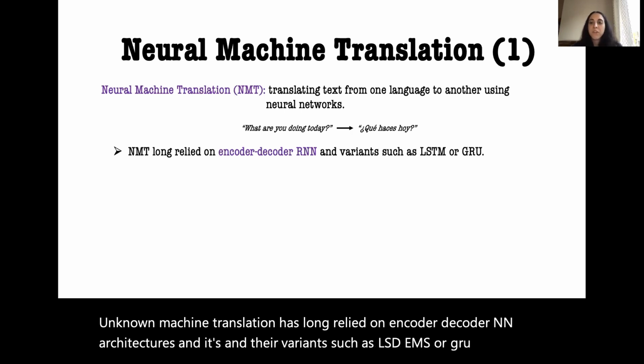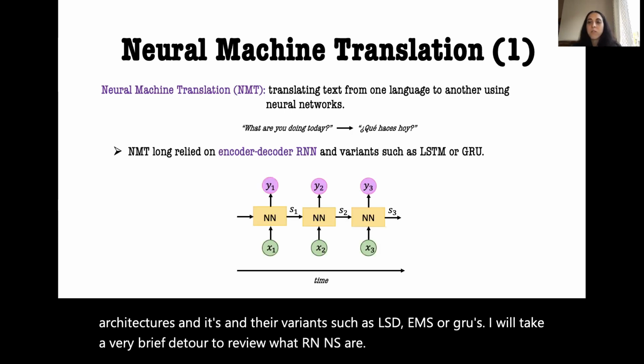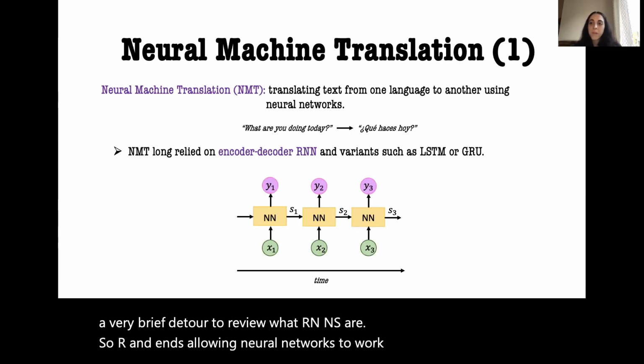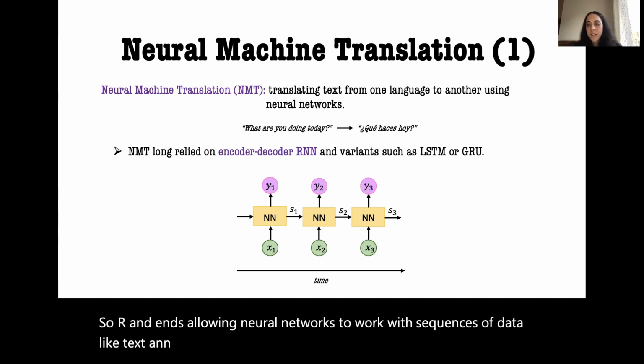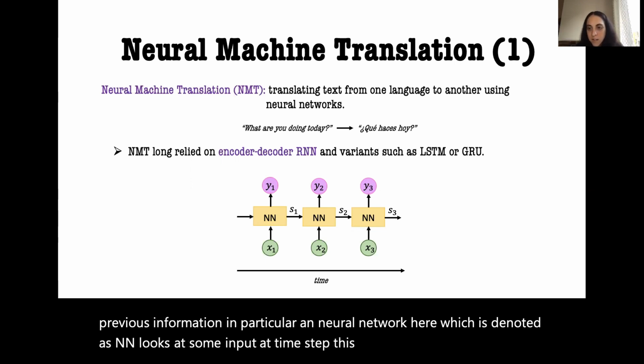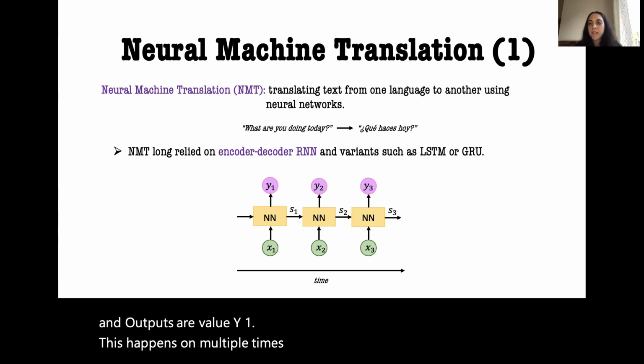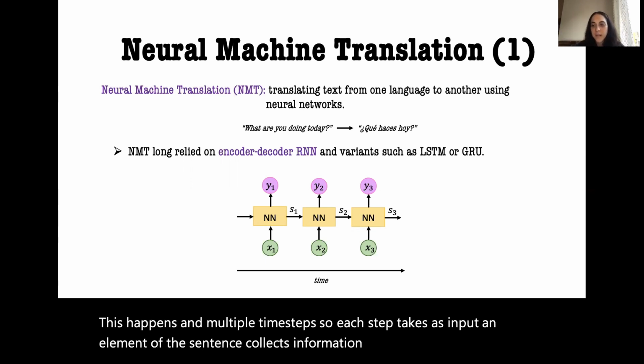I will take a very brief detour to review what RNNs are. RNNs allow neural networks to work with sequences of data like text and videos. This kind of neural network allows reasoning about previous information. In particular, a neural network here, which is denoted as NN, looks at some input at time step t, for example, x1, and outputs a value y1. This happens at multiple time steps, so each step takes as input an element of the sentence, collects information, and propagates it to the next step.